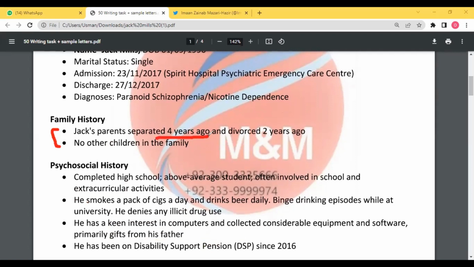Parents separated 4 years ago, divorced 2 years ago. Should we write it down or not? No. Basically, if you're writing this letter to the primary psychiatrist, Dr. Bushra, no need to mention that. Like everything, because the psychiatrist already knows. So psychosocial history. Again, should we write it down or not?